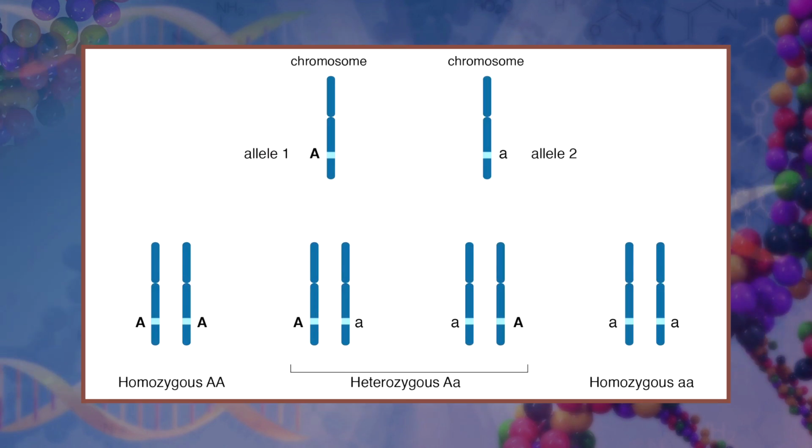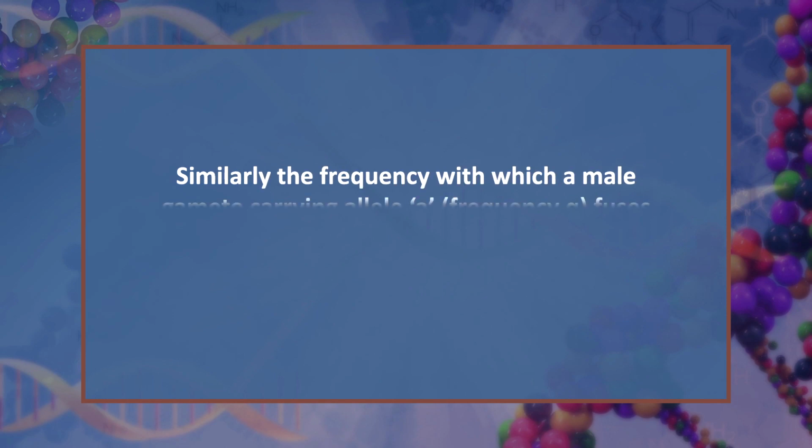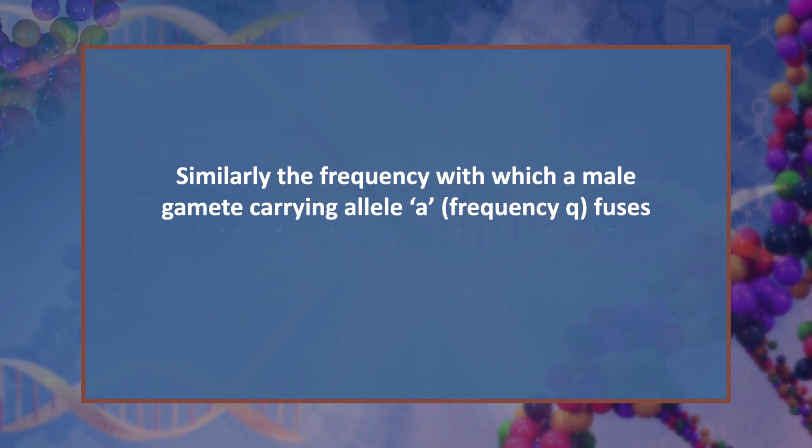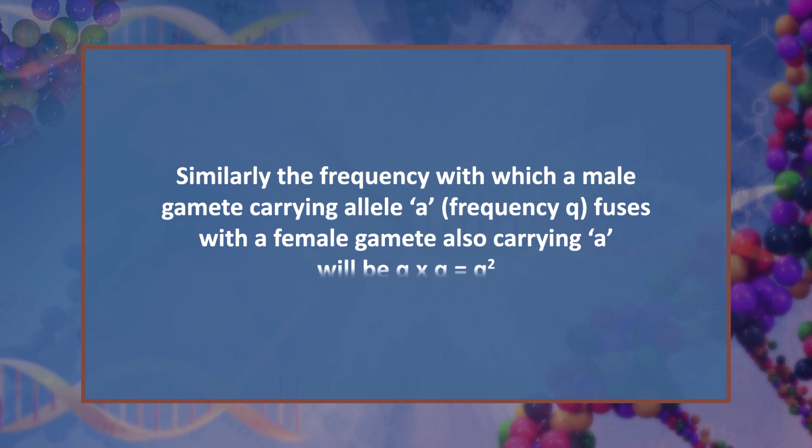So, homozygotes like capital A and small a, that is recessive, are produced by the union of gametes carrying similar alleles. The frequency with which a male gamete carrying allele capital A, with frequency P, fuses with a female gamete carrying another allele capital A, also with frequency P, will be P multiplied by P, which is equal to P square. Similarly, the frequency with which a male gamete carrying allele small a with frequency Q fuses with a female gamete also carrying small a will be Q multiplied by Q, which is equal to Q square.